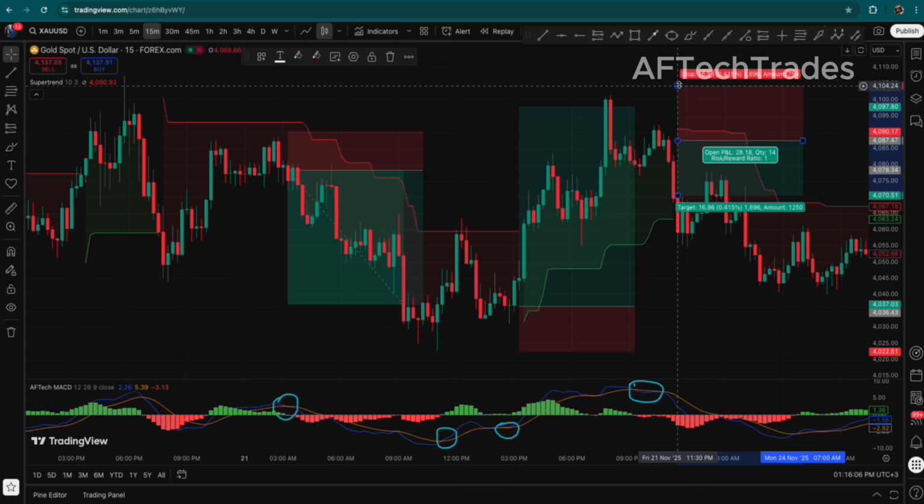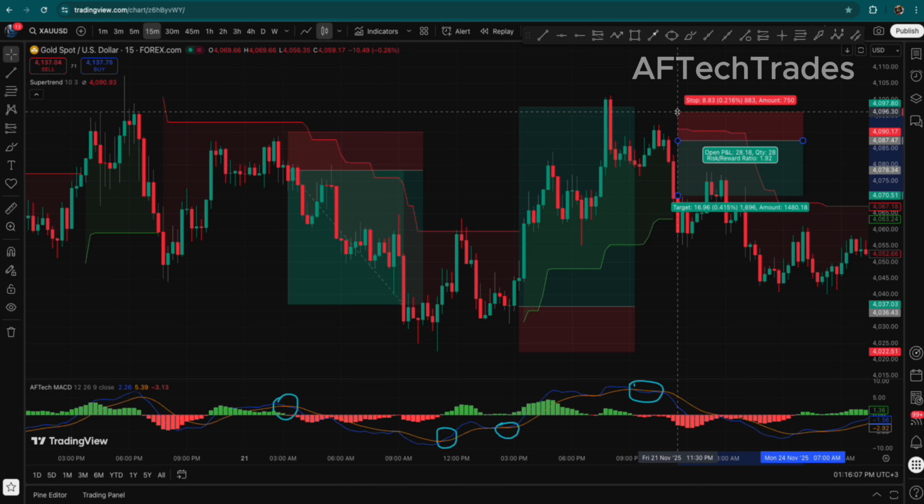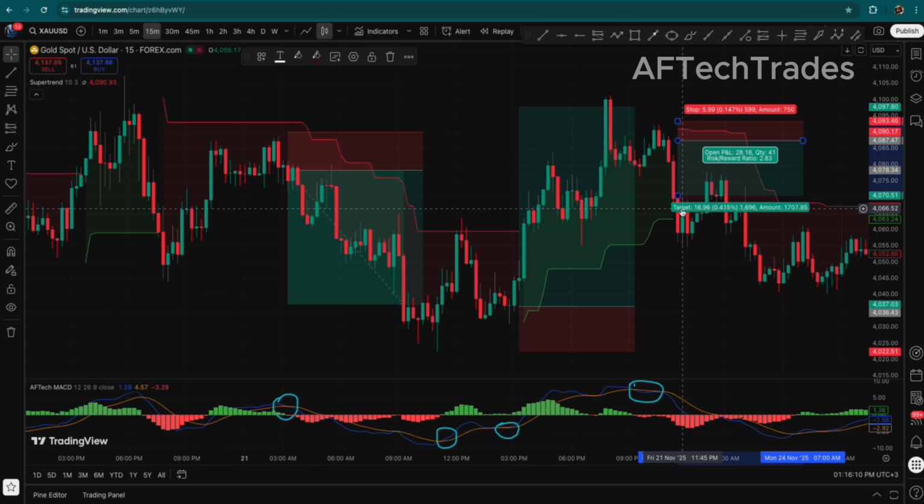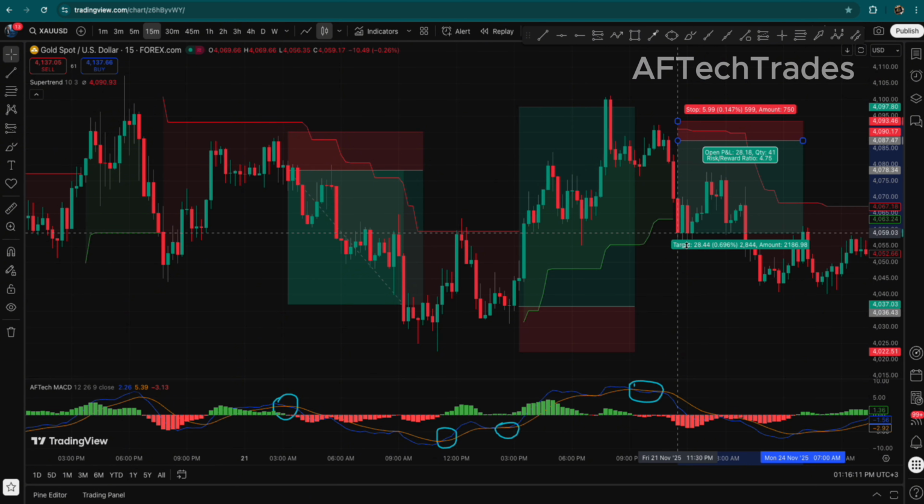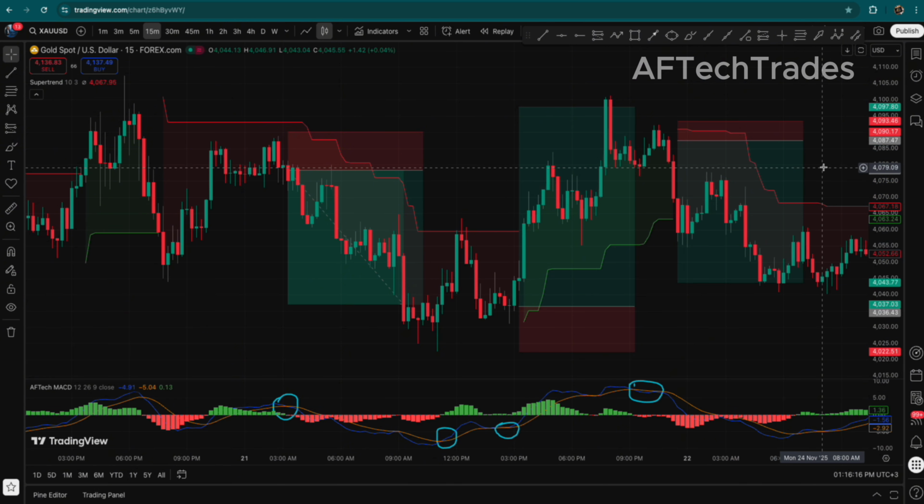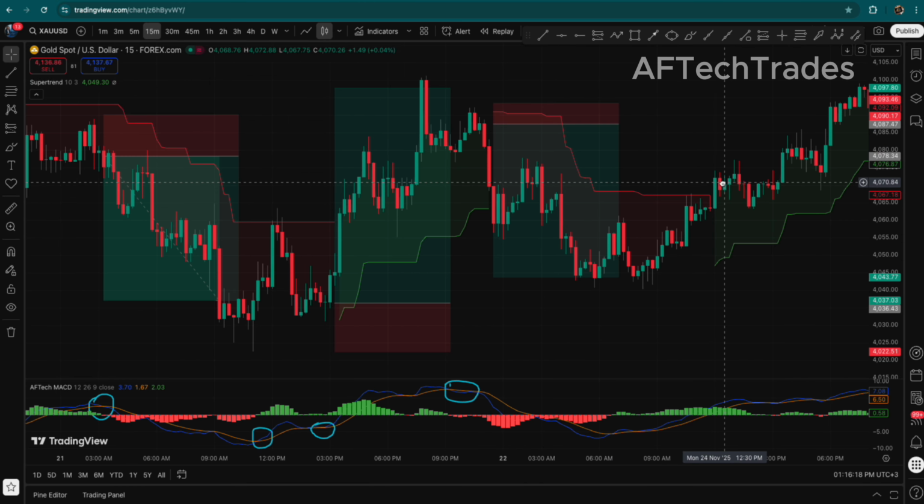You see how the market plays out. Our stop loss will be here. You can see how the market plays out. Wow. Now we have another crossover here again. You can see it here.